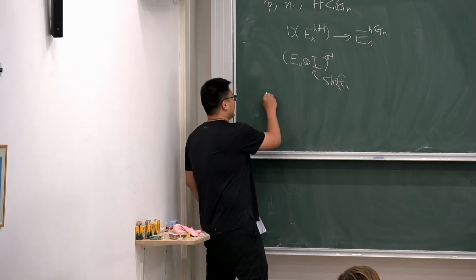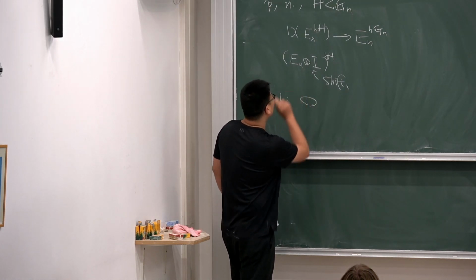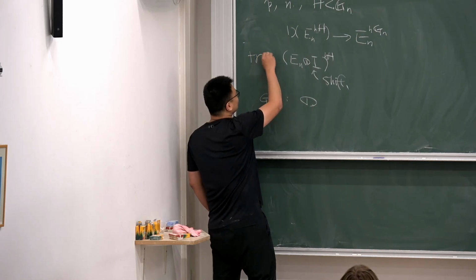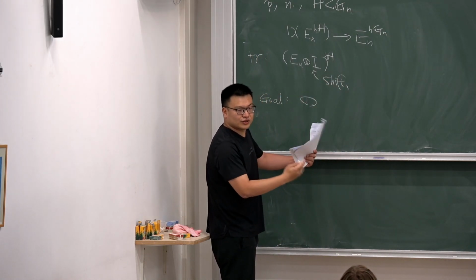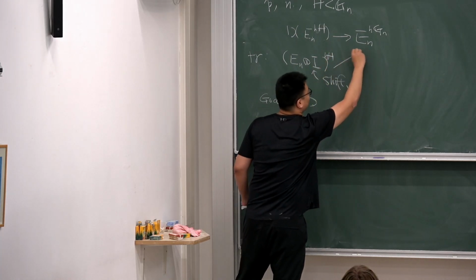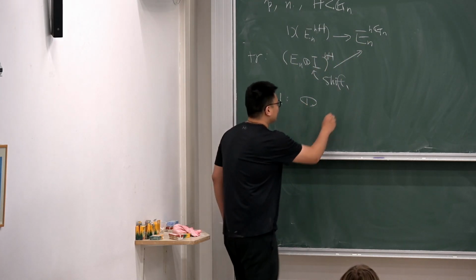So the goal of the talk is to first try to define a word of transfer of this format. You start with En and you twist, and then you take fixed point, and this one maps all the way to the larger group fixed point.